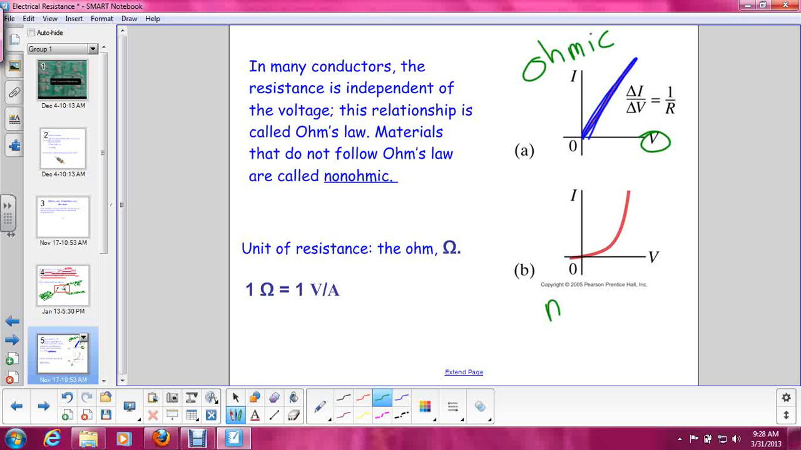The one down on the bottom is non-ohmic. As you add more voltage, or you have a higher potential, the slope of this line changes, and the resistance changes. So in this one, where we have more voltage, we have a steeper sloped line, and that tells us that as the voltage increases, the resistance increases.